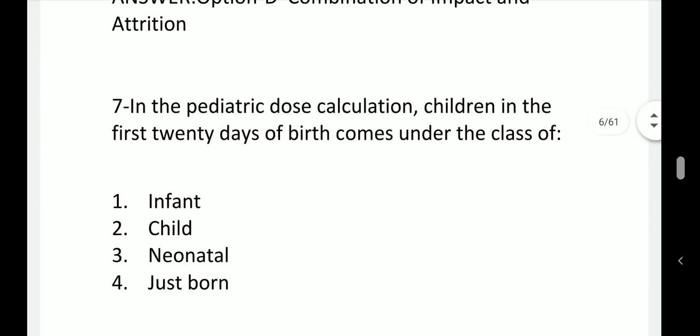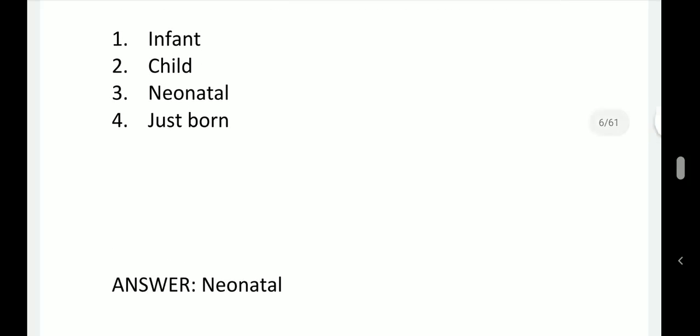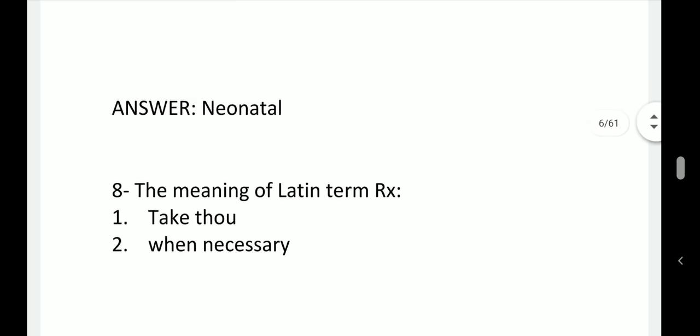Question number 7. In the pediatric dose calculation, children in the first 20 days of birth come under the class of option 1 infant, option 2 child, option 3 neonatal, option 4 just born. Answer is option 3, neonatal.